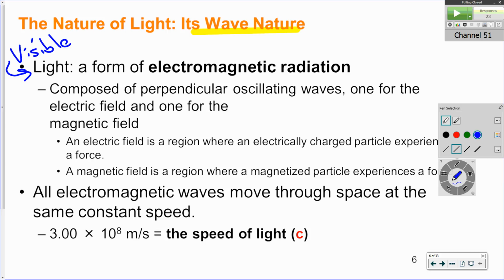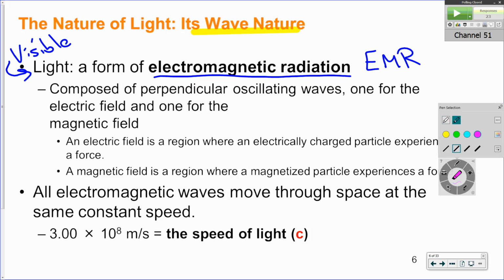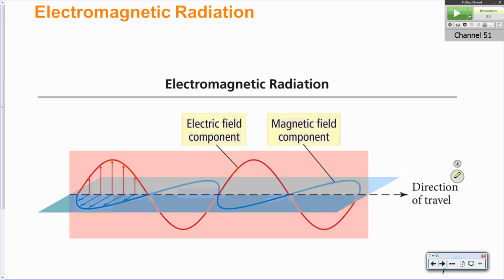It is a form of electromagnetic radiation, and I'll abbreviate that EMR, and you'll see the text does that as well. It's composed of a perpendicular oscillating wave that's moving through space, and it has an electrical field in one component and a magnetic field in the other component. So along some axis here, you've got an electrical component that's going up and down in terms of what we think of as a classical wave, and there's a magnetic component that's moving perpendicular.